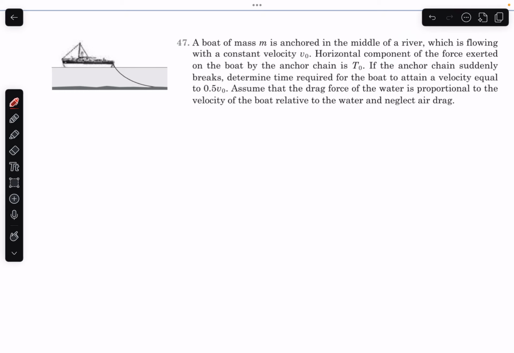Hello everyone. A boat of mass small m is anchored in the middle of a river which is flowing with a constant velocity v naught. The horizontal component of the force exerted on the boat by the anchor chain is T naught.